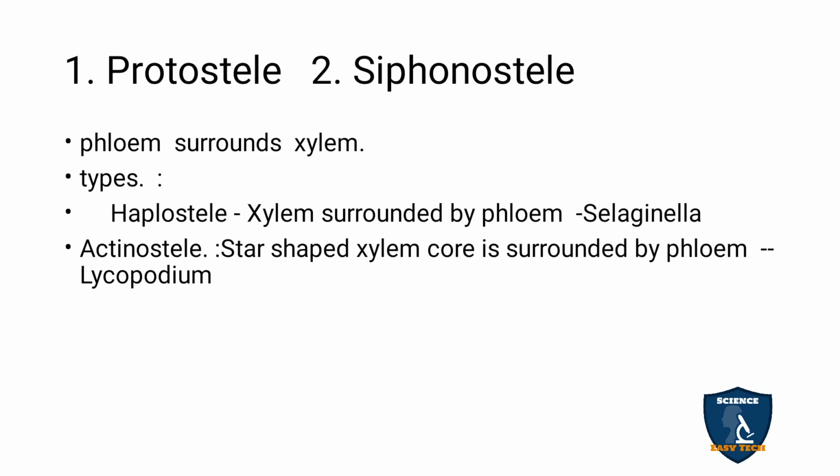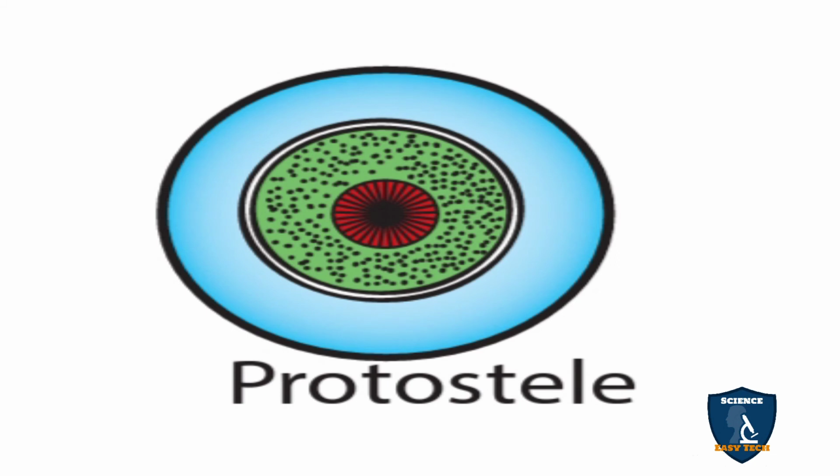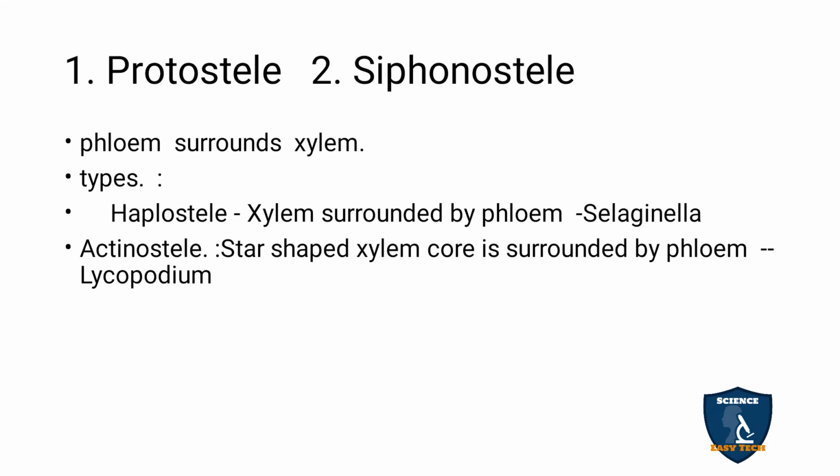Protostele: phloem surrounds the xylem. You can see here, this is a protostele. The middle one is the xylem and this one is the phloem. So the xylem is surrounded by phloem. There are some types of protostele.